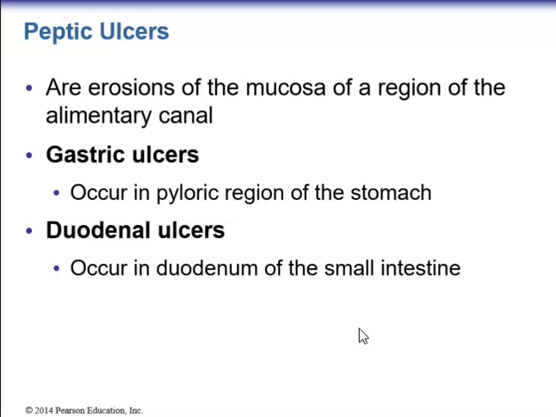Sometimes if you have too much caffeine or coffee or soda or anything acidic, this can add to the acidic environment of these structures and make you prone to ulcers.